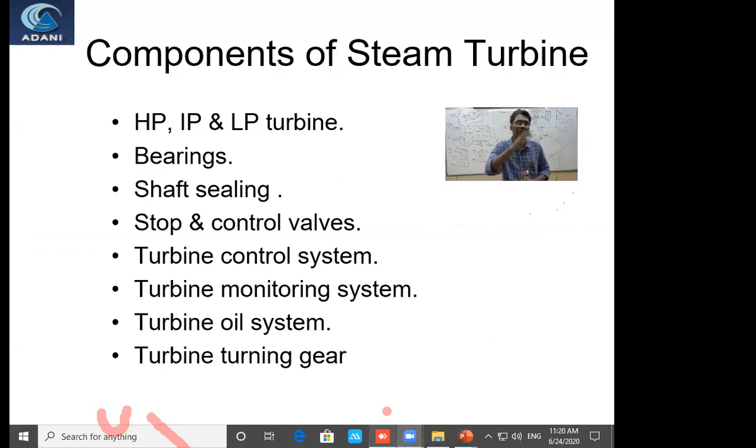Turbine control system, it is for instrumentation people. Turbine supervisory or control system. Turbine monitoring system, health monitoring system, vibration and temperature monitoring. Turbine oil system for lubrication. And turbine turning gear for rotating the turbine at lower speed when it is not on load.